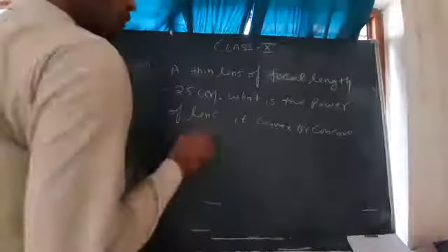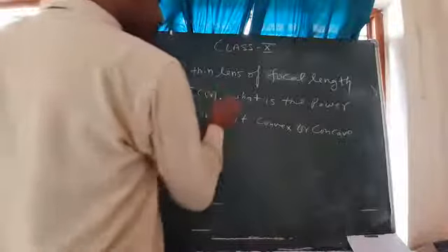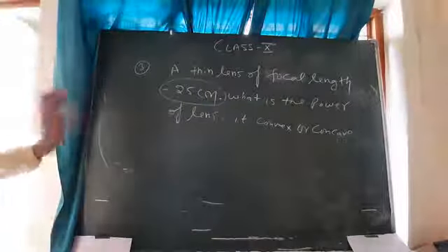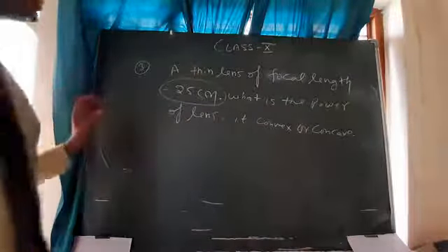And is it convex or concave? So the question is that a thin lens of focal length minus 25 centimeter. What is the power of the lens, and is it convex or concave?